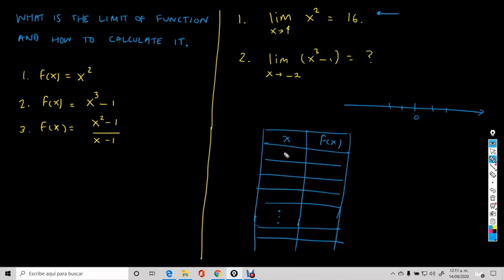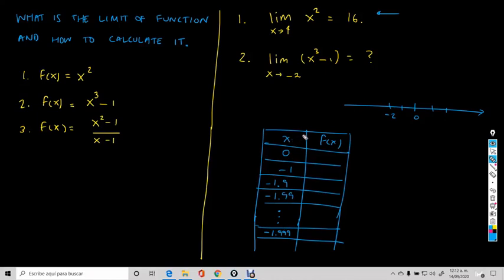Okay, so I'm going to write 0. This is the number minus 2. I'm approaching from right to left. And then what about minus 1? And then minus 1.9, minus 1.99, minus 1.999. Okay, so I want you to take your calculator very quickly. This shouldn't take us more than 1 minute. And I want you to calculate the corresponding values of f of x for these corresponding values of x.